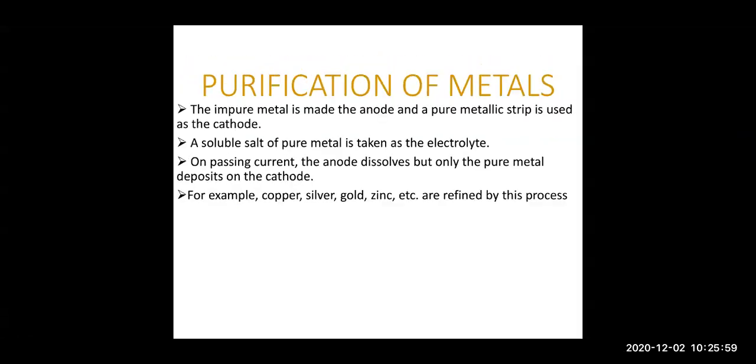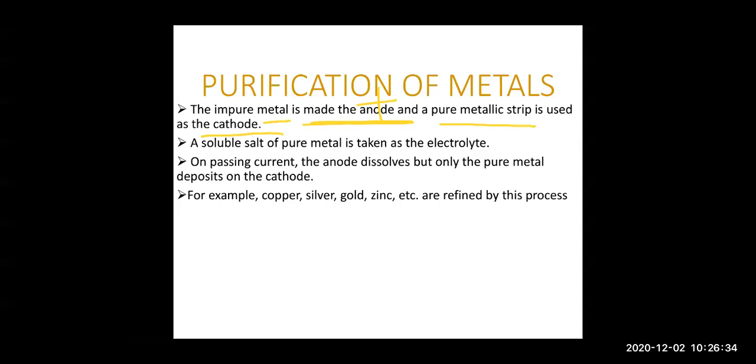We have already seen purification of metals, means to make the metals pure. So impure metal we will put at the anode. Anode means positive terminal. A is for positive, right? And the pure metal, on which we want to deposit more pure metal, that will be at the cathode. So cathode is the negative electrode. Yes, anode is positive electrode and cathode is negative electrode.